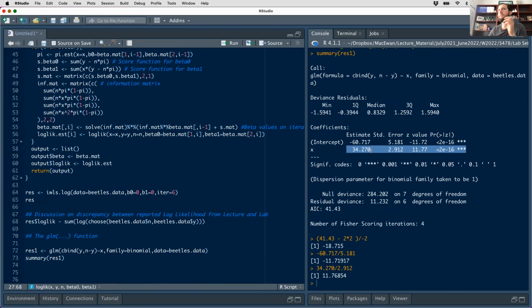So again, pretty much the exact same interpretation that we had in the case of the linear model. It's just that the response variable is the logit rather than just y directly, as it would be in the case of a normal linear model.